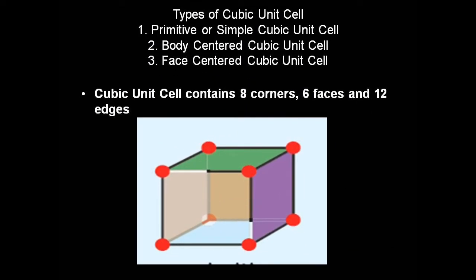Here we are going to see the cubic unit cell. Under the cubic unit cell we have three types: one is primitive, another one is body centered, another one is face centered. In this cubic unit cell, see the diagram. The red color indicates the corners. So how many red points are there? 8. So the cubic unit cell contains 8 corners. The line joining red points is an edge. Counting, you get 12 edges, and flat surfaces are called faces. There are 6 flat surfaces, so 6 faces in a cubic unit cell.